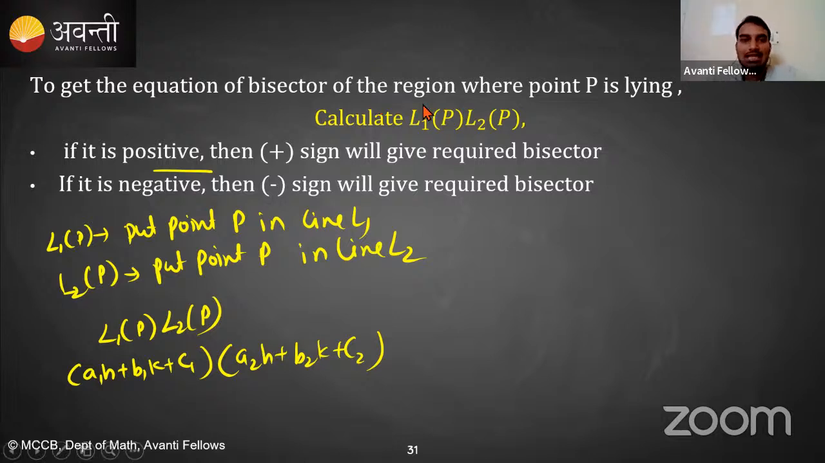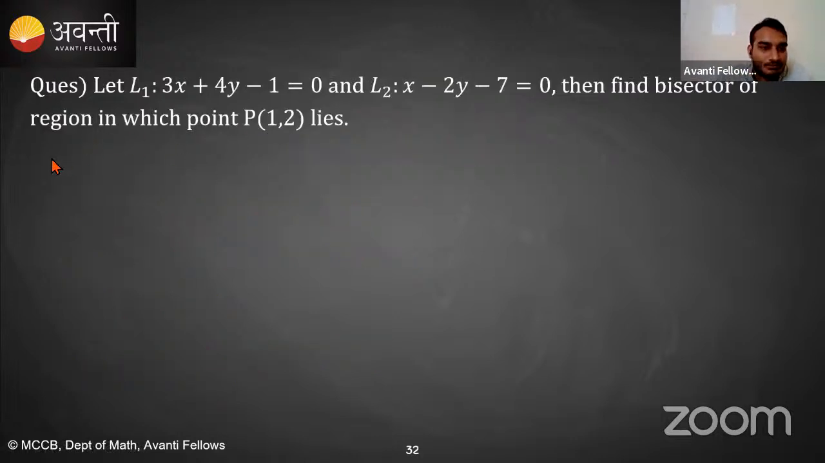If it is clear, students, shall we proceed further? So now let's solve a couple of questions on this. The first question is: let L1 be this and L2 be this line, then find the bisector of the region in which the point (1, 2) is lying.